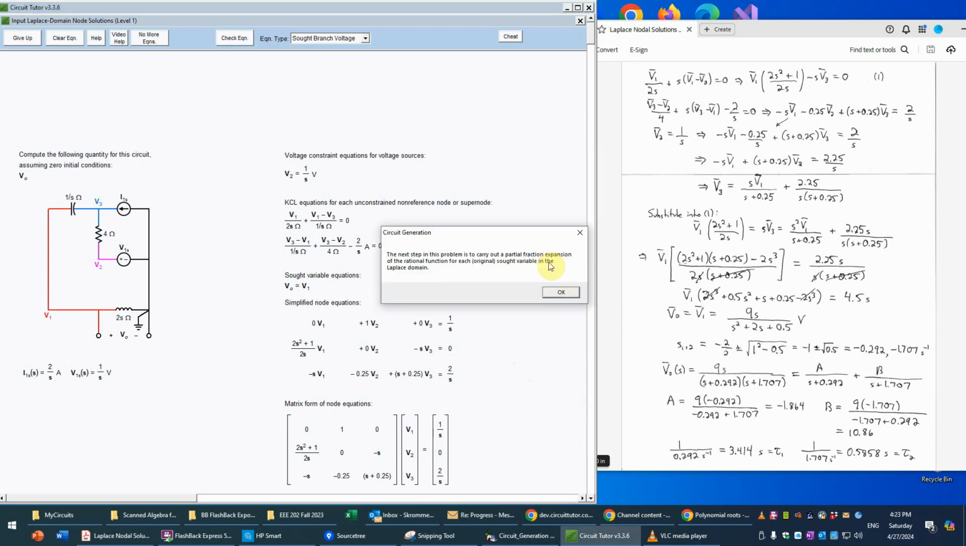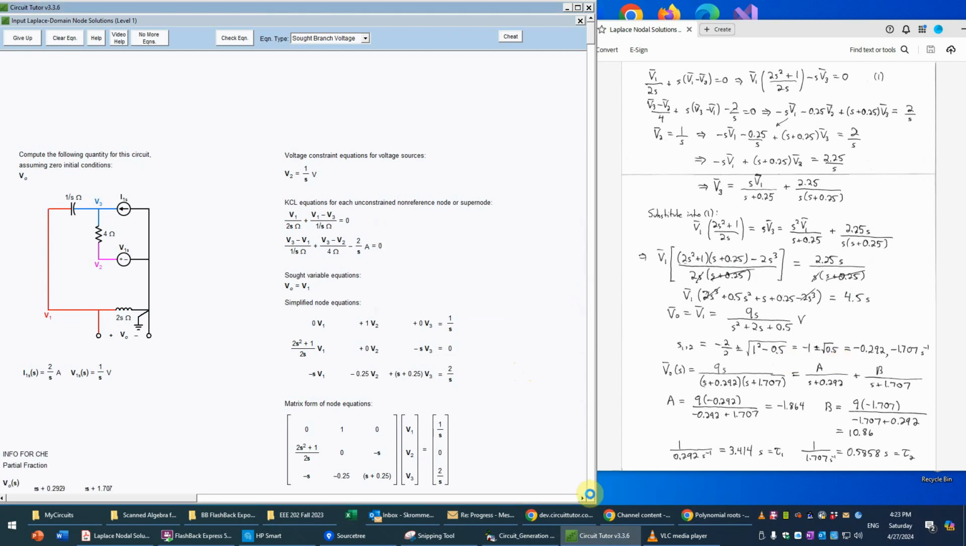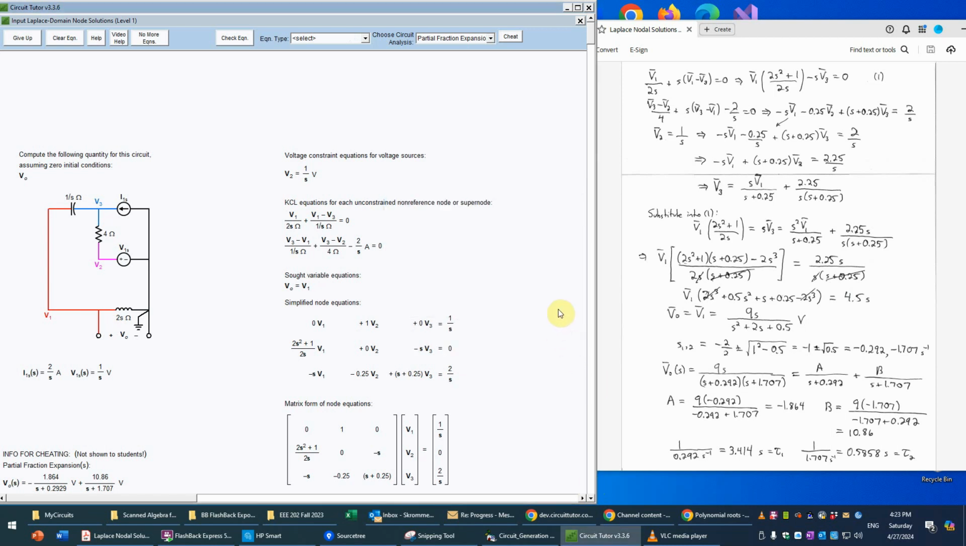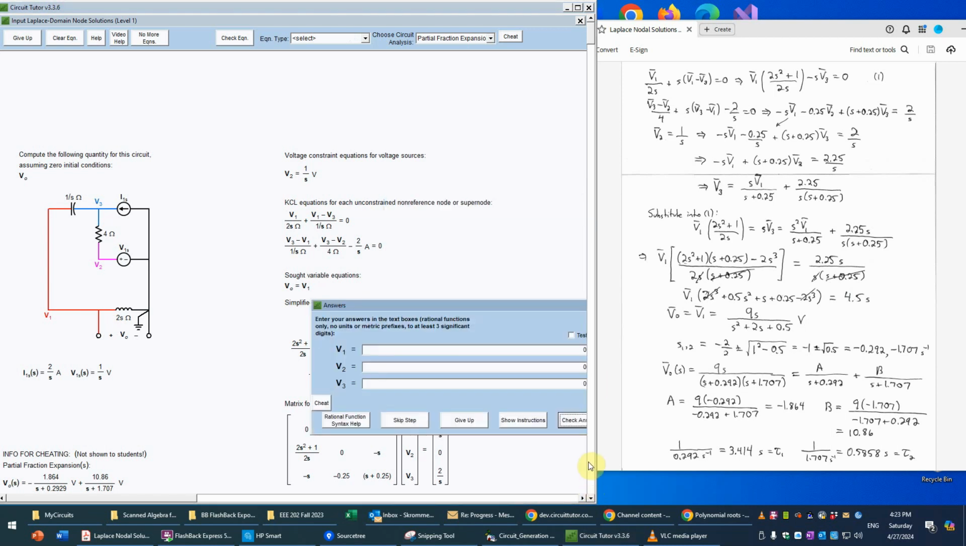And the next step then is to do the partial fraction expansion, which is the reason we needed to basically factor that to prepare. And keep in mind, you're not entering the time domain right away. Sometimes people want to enter the time domain expression, but that will not be accepted because, in fact, you won't even have the option to do that.